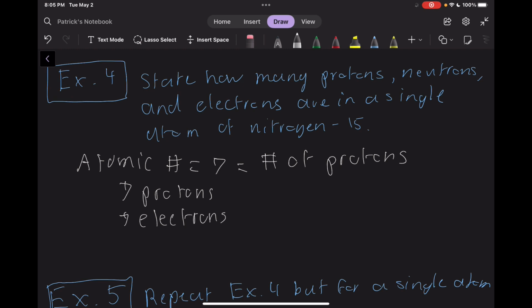Finally, to find the number of neutrons, all we have to do is subtract the atomic number from the mass number, or 15 minus 7, which yields 8. And that's all there is to it.